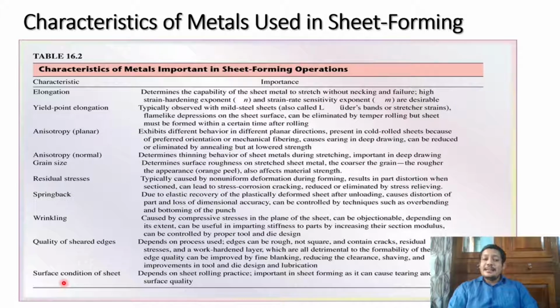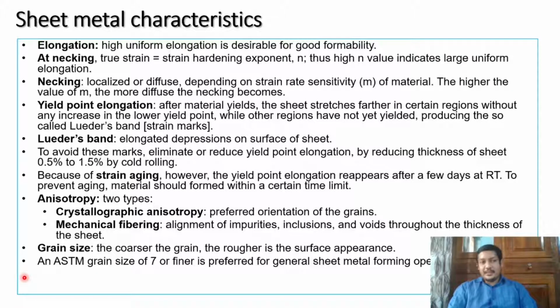The last one, surface condition of sheet. It depends on sheet rolling practice, important in sheet forming as it can cause tearing and poor surface quality. So from this you will get an understanding about the various defects which are directly correlated to your metal sheets, whatever you are using for your sheet metal forming operations.